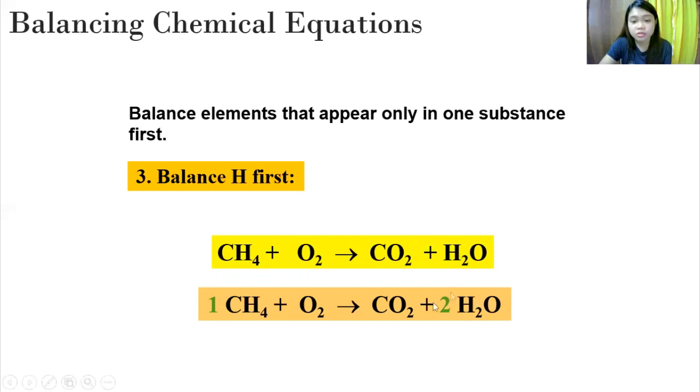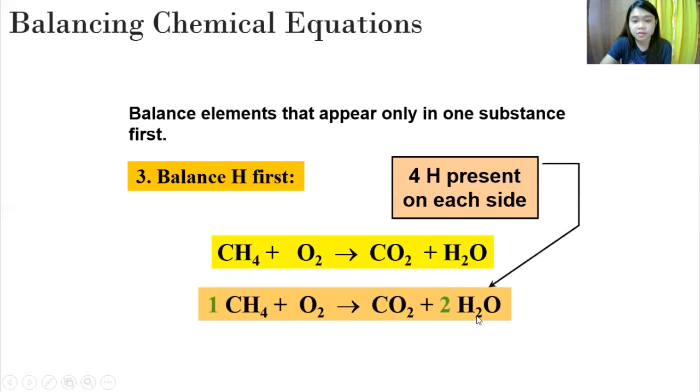So we add 2 as the stoichiometric coefficient for H2O, because if we multiply it by its subscripts, it becomes 4 hydrogen atoms. Okay, so we have 4 hydrogen present on each side already. We don't need to add anything in the reactant side because we already have 4 here. So you can write 1, or it's okay if you don't write it. It's understandable that there is only 1 molecule of methane that reacts.